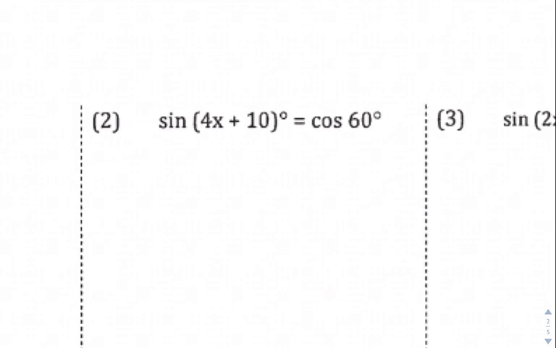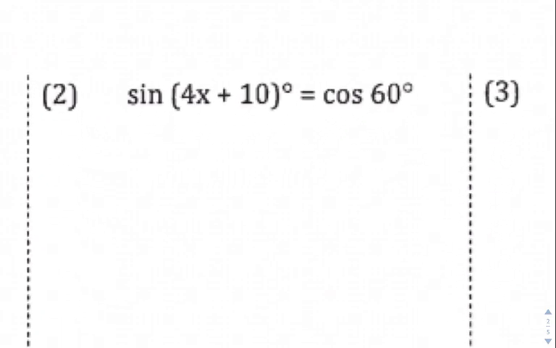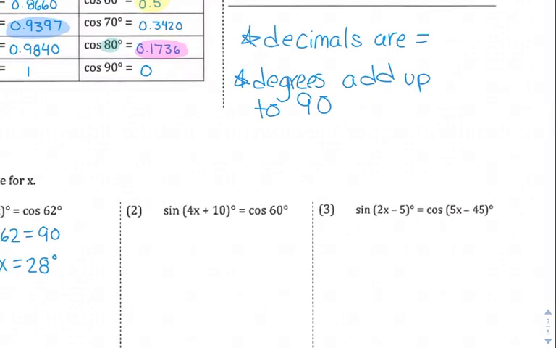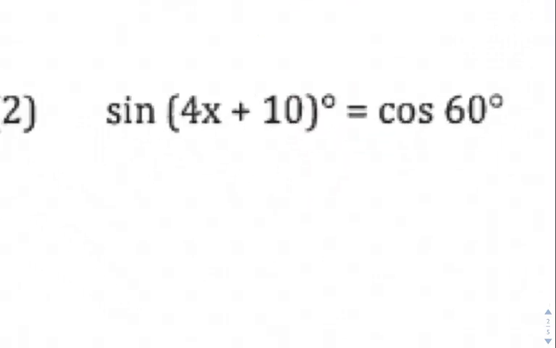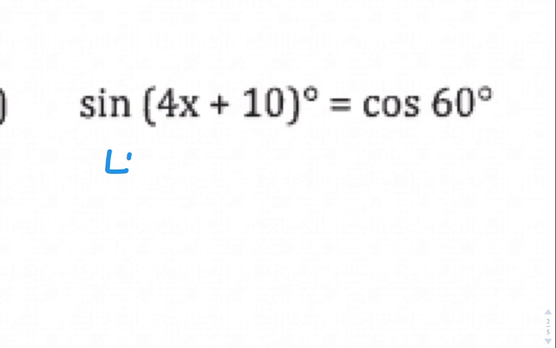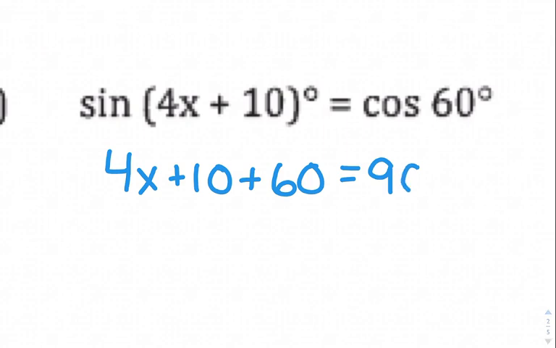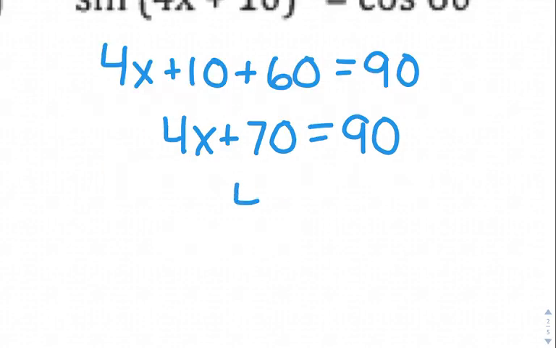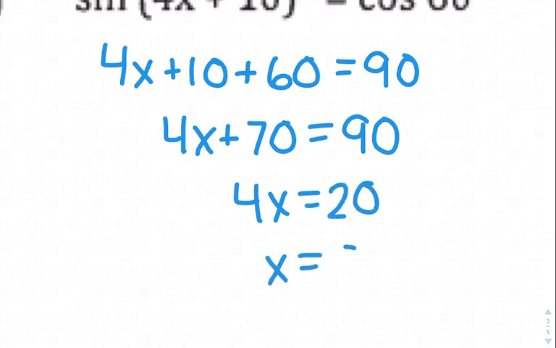Okay, let's try another one. In number 2, it says the sine of 4x plus 10 degrees is equal to the cosine of 60 degrees. Well, one of my stars is degrees add up to 90, so since these are both degrees, it's going to be 4x plus 10 plus 60 equals 90. I'm going to combine my like terms. I'm going to subtract 70 over on the other side. And 20 divided by 4 would give me 5.